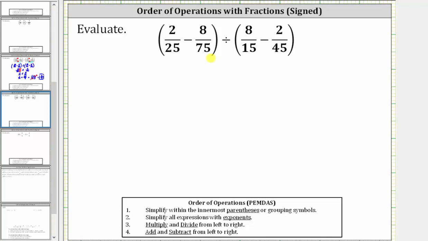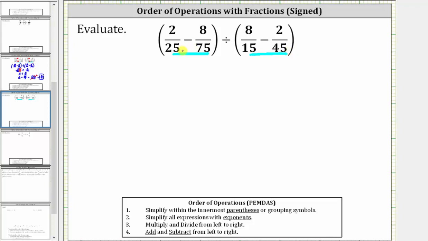We want to evaluate the expression. Following the order of operations, the first step is to simplify within the parentheses, which means we begin by determining the differences in the parentheses. In order to add or subtract fractions, we need to obtain a common denominator, hopefully the least common denominator, which is the least common multiple of the denominators.